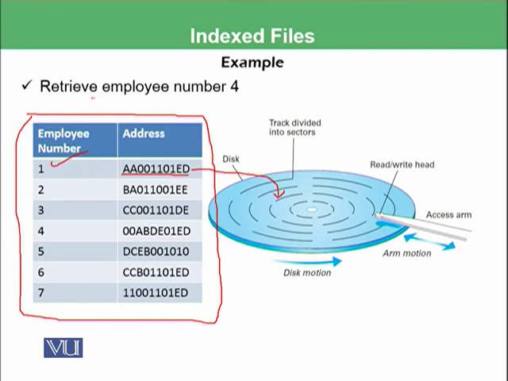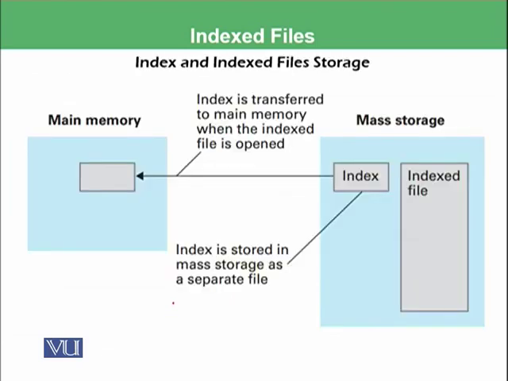If you are going to retrieve employee number 4, you will go into this table, see its address, and start moving in that direction. So this particular table which we have created is basically called the index, which tells where each of the records is saved on the drives.